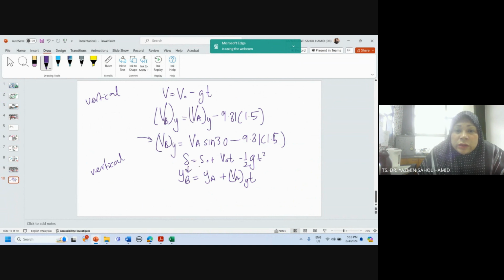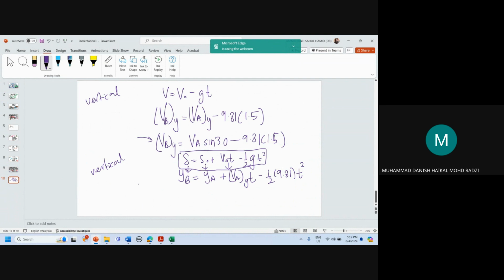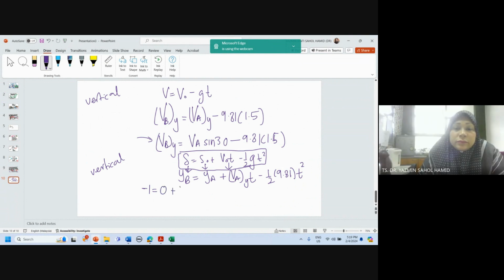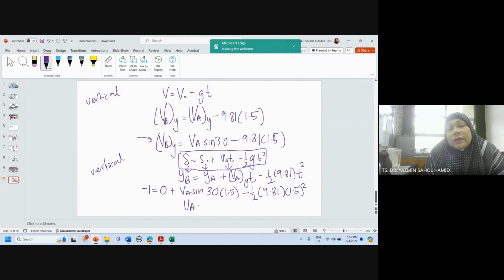Okay, replacing values into this formula is what students usually make mistakes on, or they don't understand. When you don't replace it accordingly, you will make mistakes. Some students directly use this formula to do it, but when you do that, you make mistakes. You don't know what YB, YA is. Then the mistake will happen. What is our YB? YB is negative 1. What is YA? 0. What is VAY? VA sin 30. What is T? 1.5. Yes. So, how many unknowns are you left with? 1. It means you can find VA. Can you please find me VA? So the correct formula is the fourth formula.